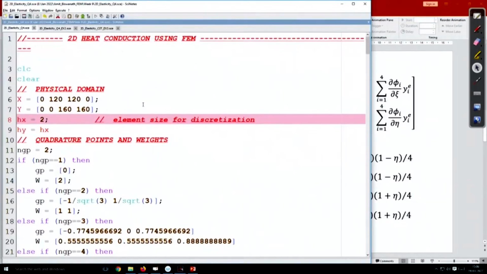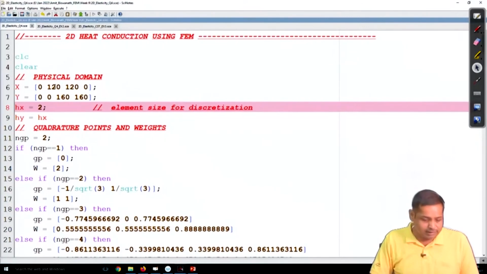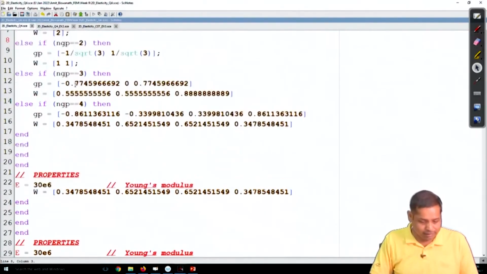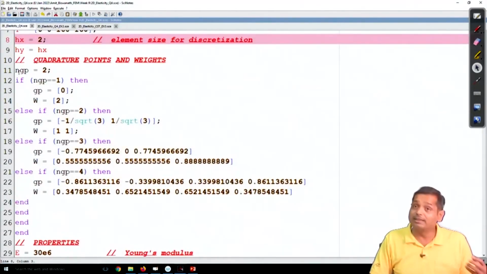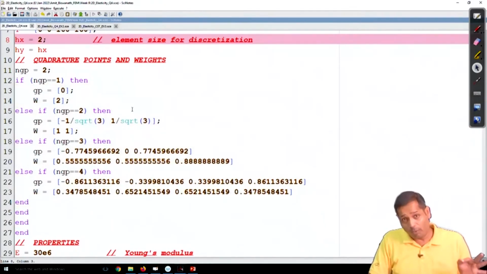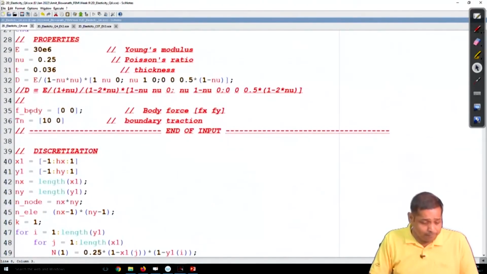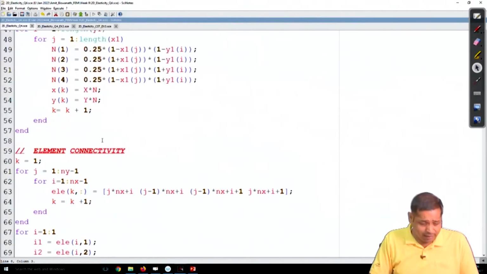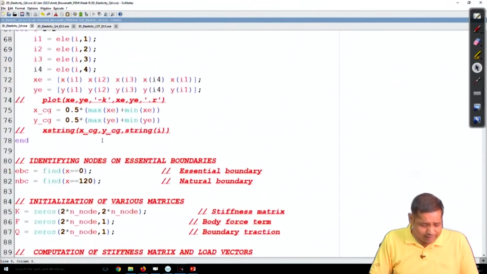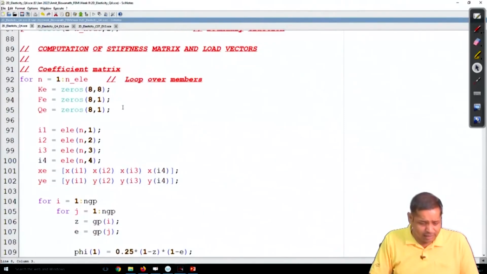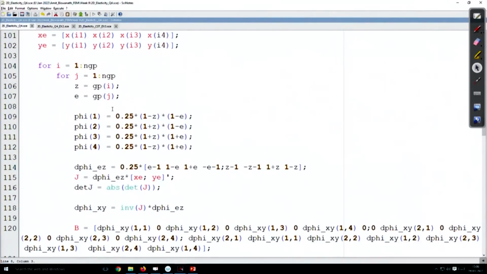code. This is the physical domain. Once again, this is the same. This is what the divisions required in the x and y directions are. Since here we need to perform integration using Gauss points, these are the positions to locate the Gauss points and then the corresponding weights. These are the properties. Now these are the body force and traction terms, and then next is the identification of essential and natural boundaries.